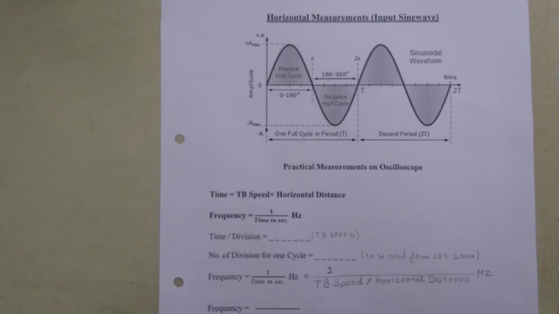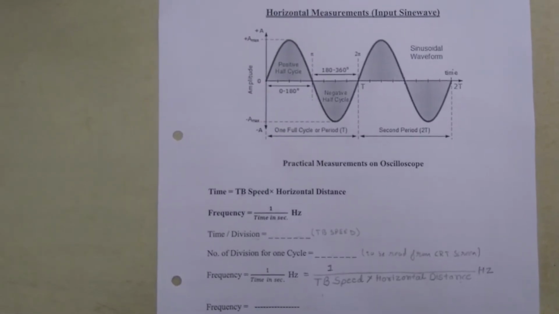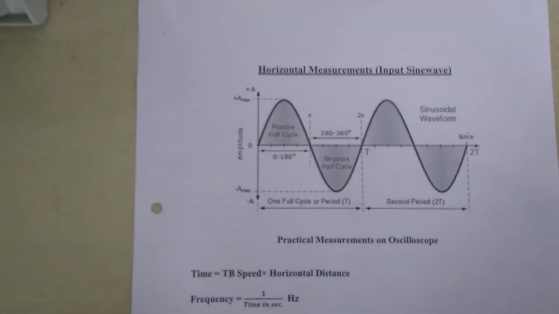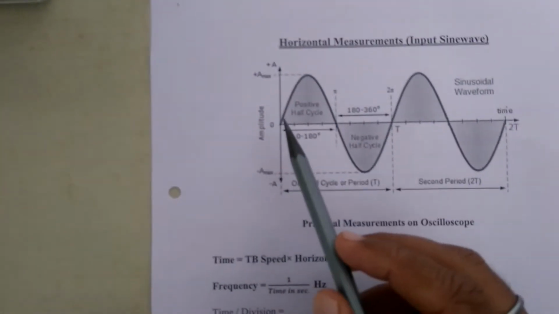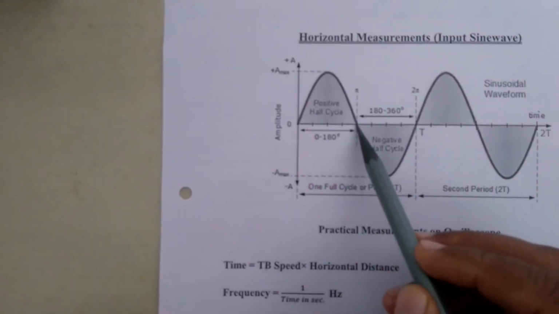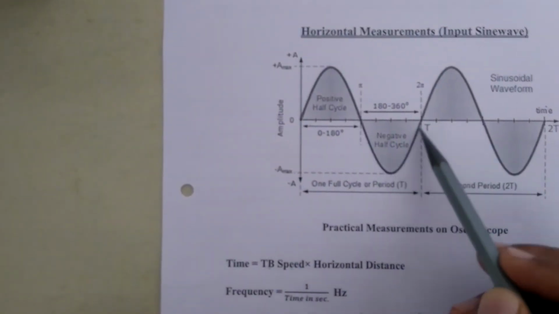Now after finding out the amplitude for the sine waveform, we are going for horizontal measurement of the input sine wave. This is a practical measurement on the oscilloscope for finding out the frequency of the sine waveform. Here we have shown you the sine wave. This is a half cycle. This is another half cycle.